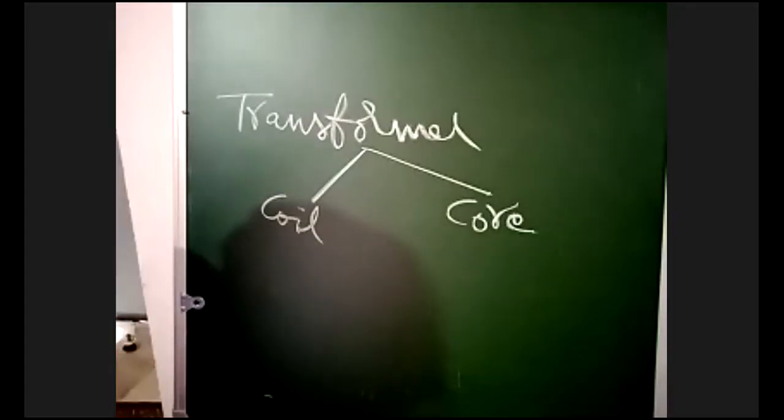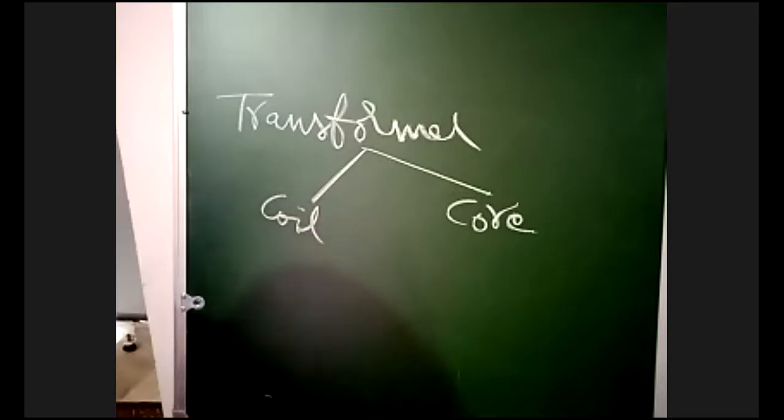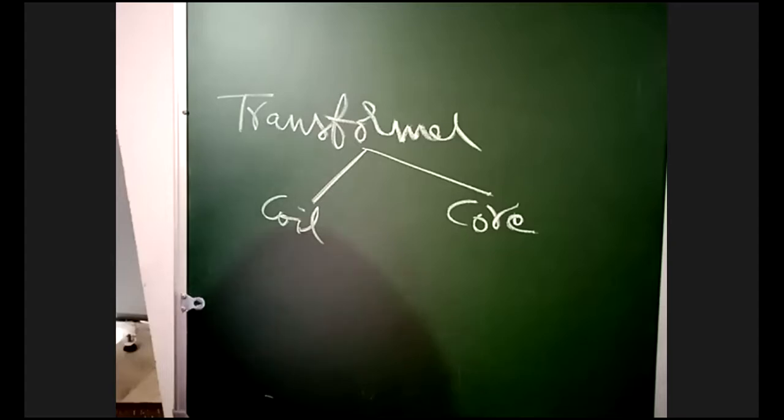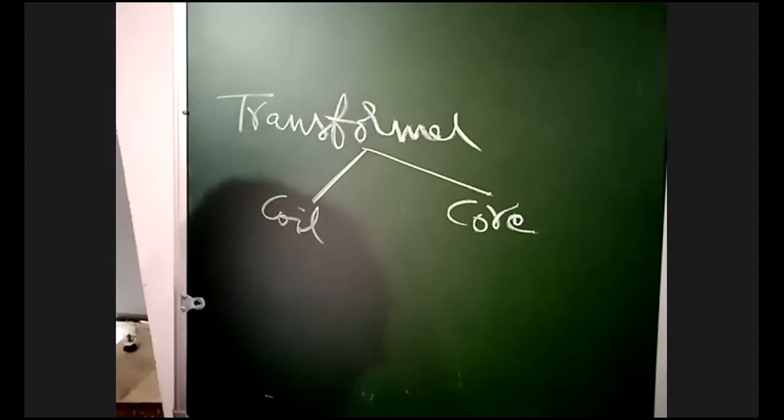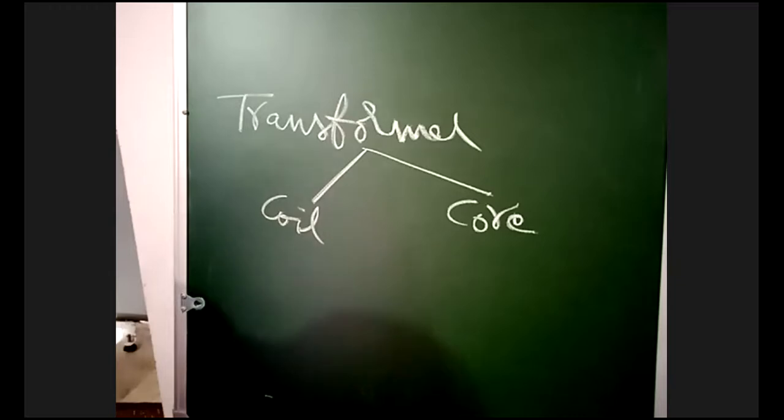Transformer. Yesterday I had told you about eddy current. To avoid eddy current loss, we are using laminations. We are using varnish to avoid the eddy current loss. So today we will discuss that a transformer has two types of losses. One is copper loss. What do you mean by coil?